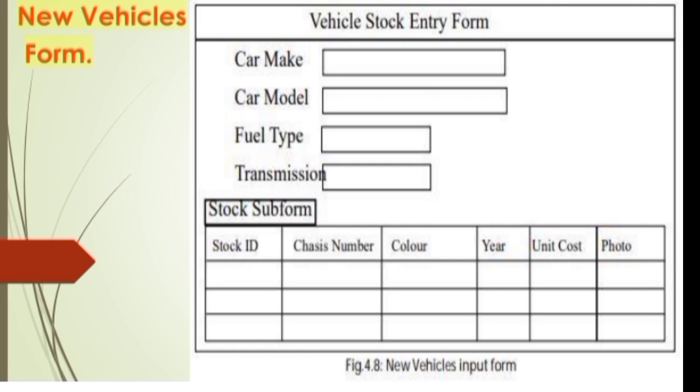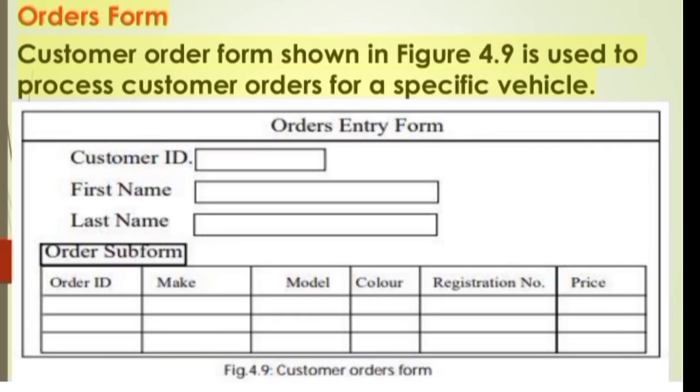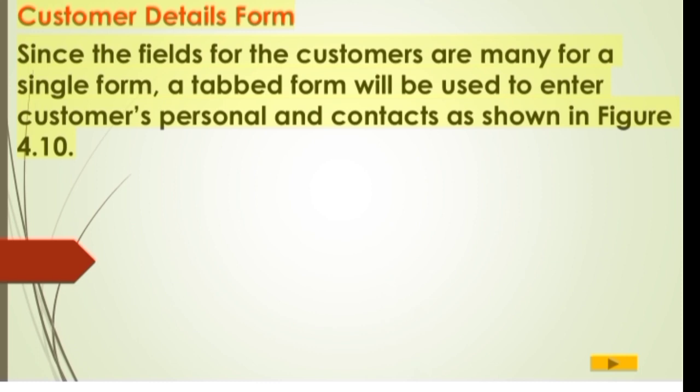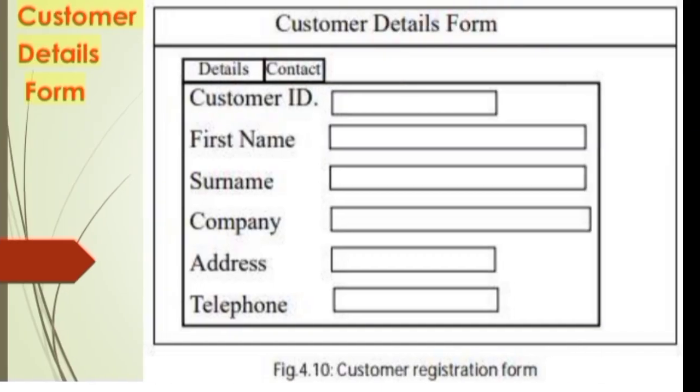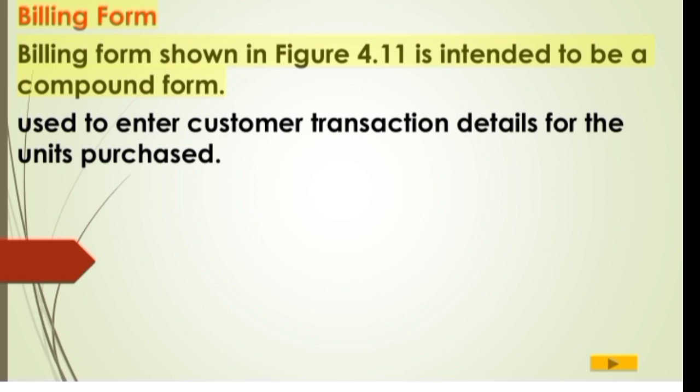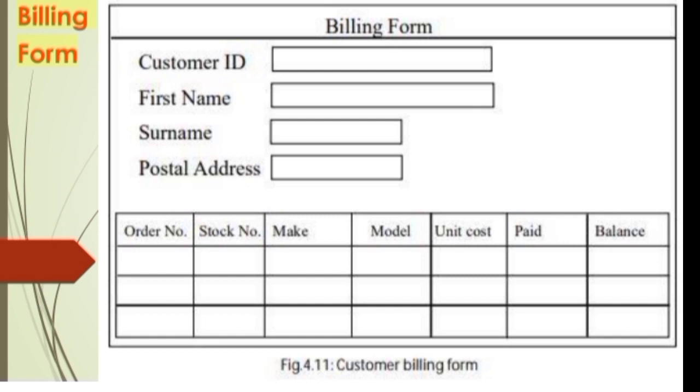New vehicles form. Orders form. Customer order form shown in Figure 4.9 is used to process customer orders for a specific vehicle. Customer details form. Since the fields for the customers are many for a single form, a tabbed form will be used to enter customers' personal and contacts as shown in Figure 4.10. Billing form. Billing form shown in Figure 4.11 is intended to be a compound form, used to enter customer transaction details for the units purchased.